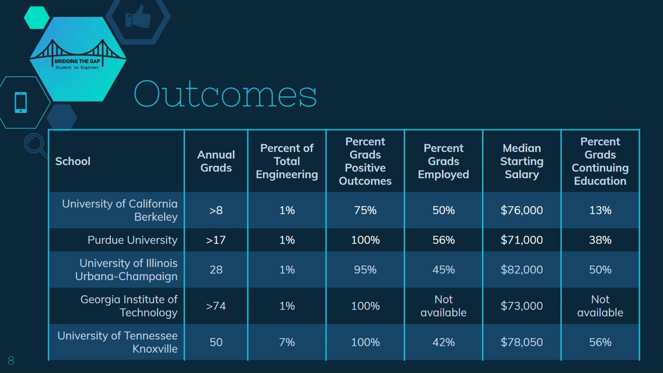They're just small. The annual grads here that have the greater than symbol is because the school lets you know how many people responded to their survey. And so the numbers here are the number who responded to the survey, not the actual grads, but it is representative of what is going on with the rest of them. Now, the percent of total engineering on UT Knoxville is the only one that's not 1%. It is 50 grads, which is big compared to all the other ones, but I will just talk about that for a little bit.